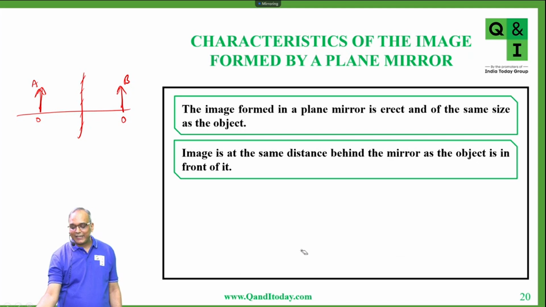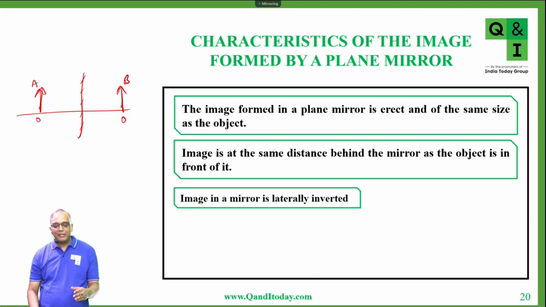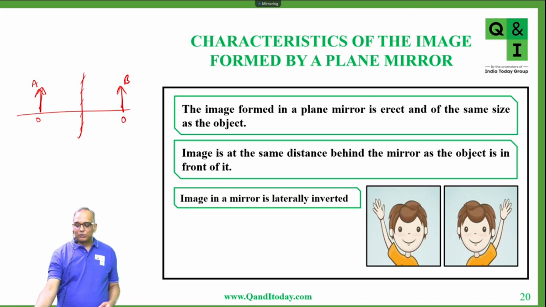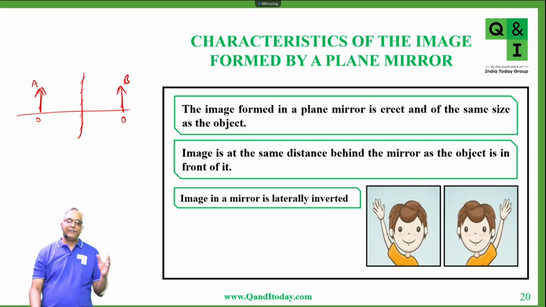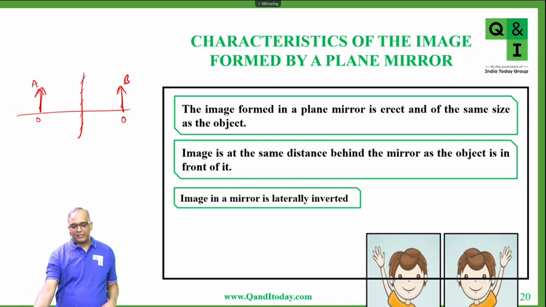Now the third characteristic: the image in a mirror is laterally inverted, as we discussed just now. So the right hand becomes the left hand and the left hand becomes the right hand in the mirror image.